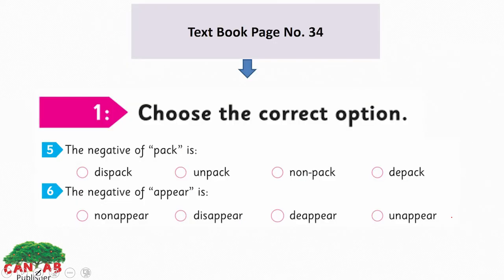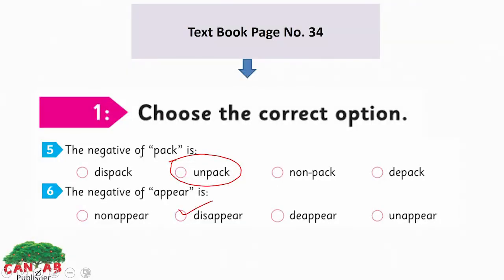This is also from your textbook exercise, page number 34. Choose the correct option. The negative of pack is what? Yes, we have done it in exercise earlier. Yes, unpack. The negative of appear is, this is also we discussed.